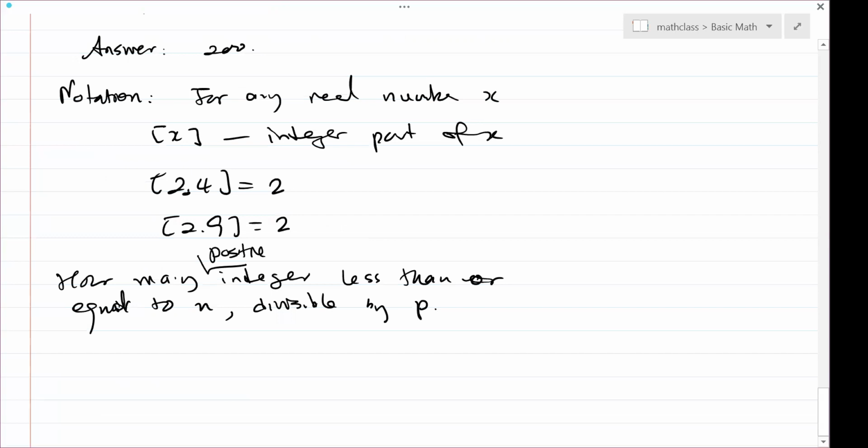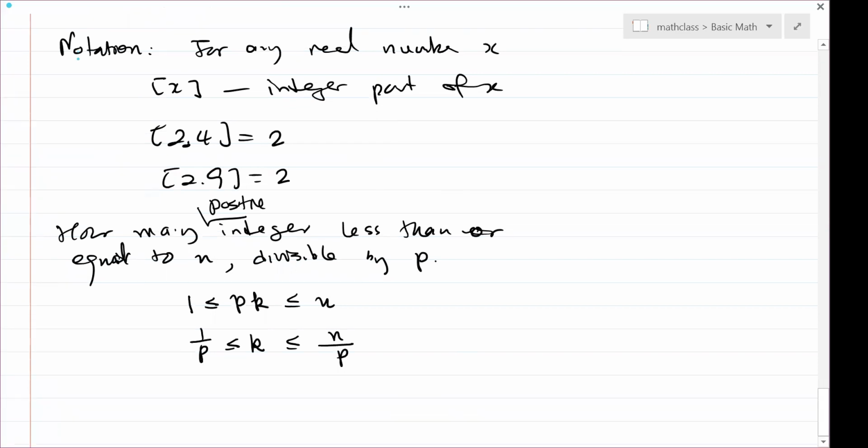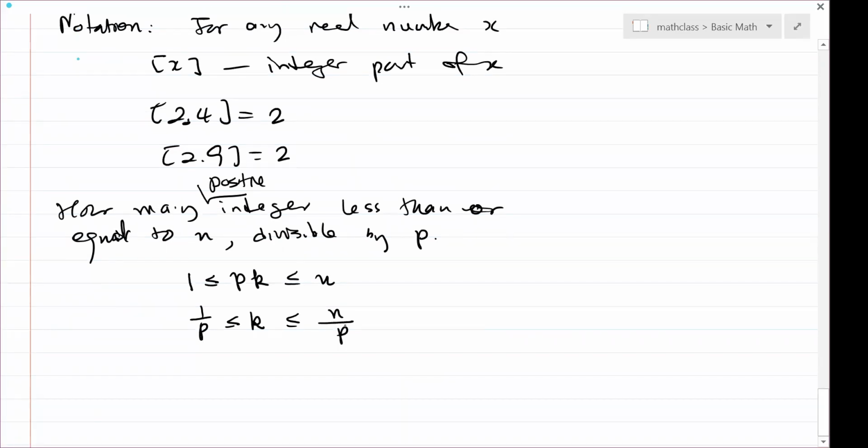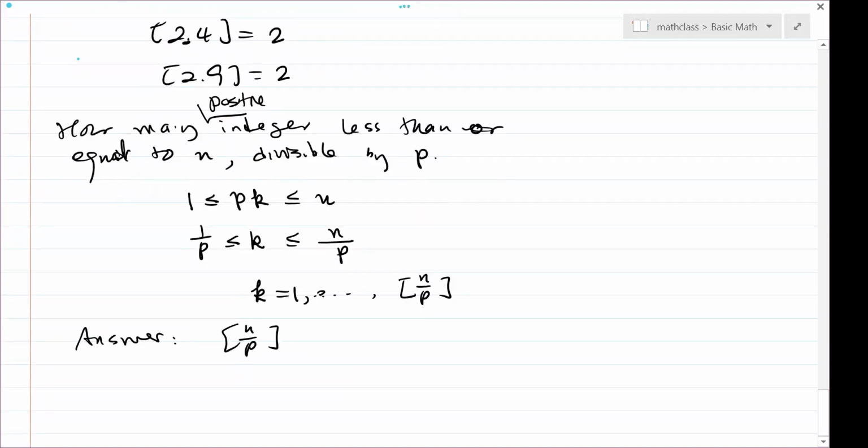To solve this problem, the answer is just the integer part of n over p. And you know how to do that. We need p times k to be greater than or equal to 1 and less than or equal to n. So 1 over p is always less than 1, but n over p might not be an integer. The largest possible value for k is going to be the integer part of n over p. So my answer is this: we have to use the integer part of n over p to give the answer.